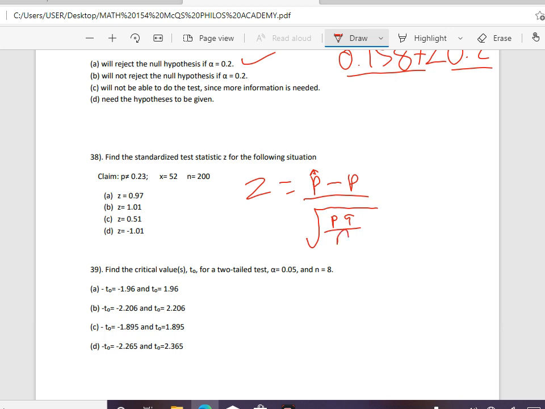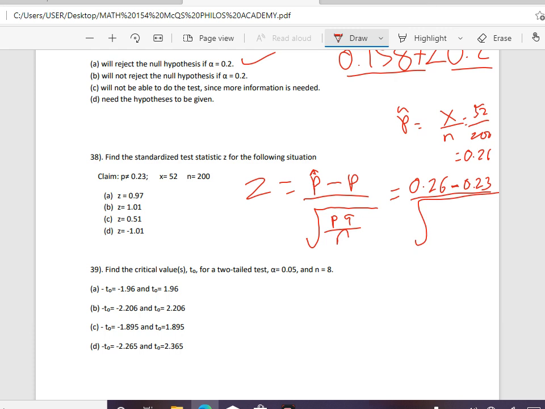So, what is our P hat? Our P hat will be X divided by N, which is 52 divided by 200. When you put it on calculator, you get 0.26. So you substitute 0.26 here, minus, what's your main P? Your main P will come from the claim, which is 0.23, divided by square root of P times Q.